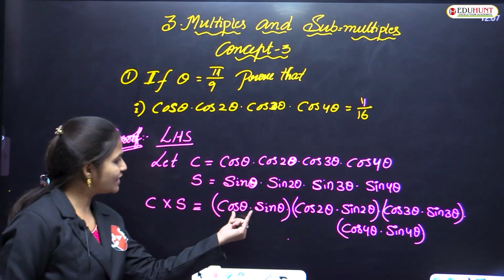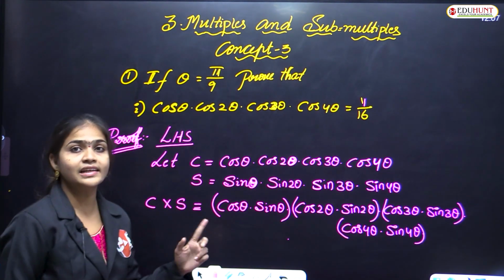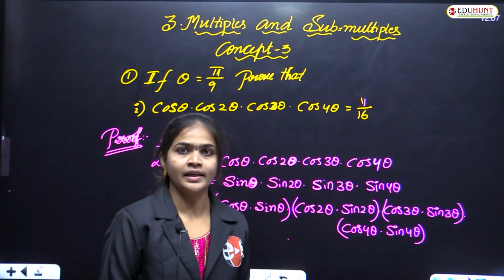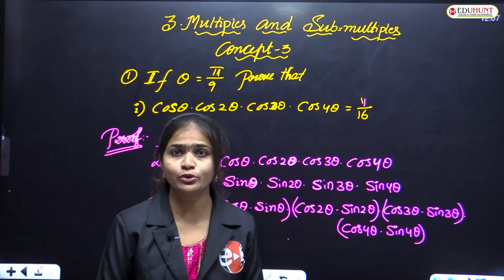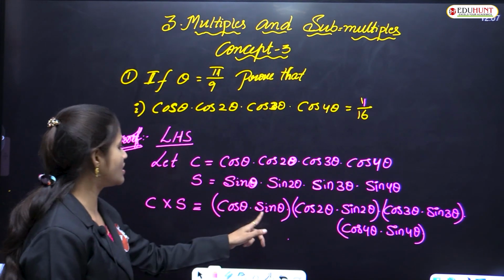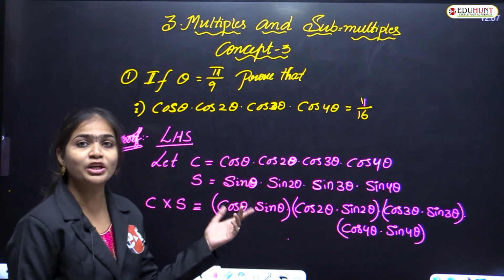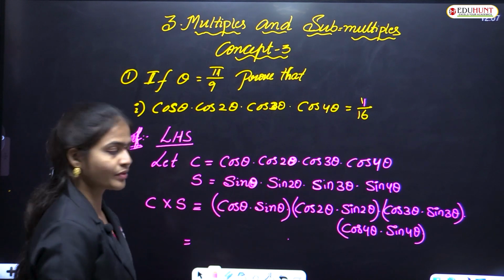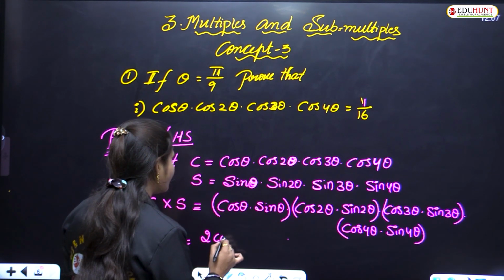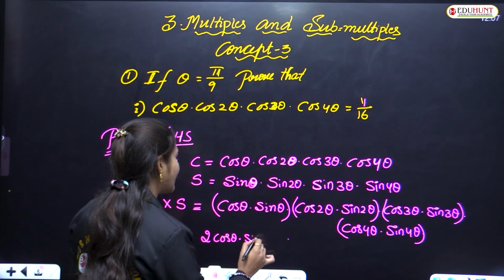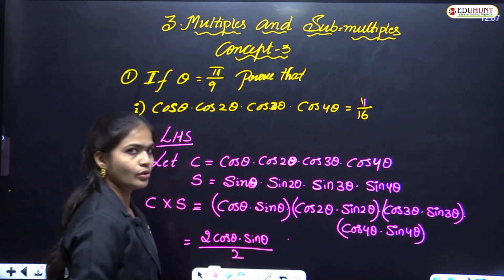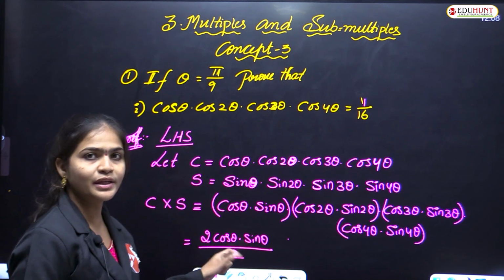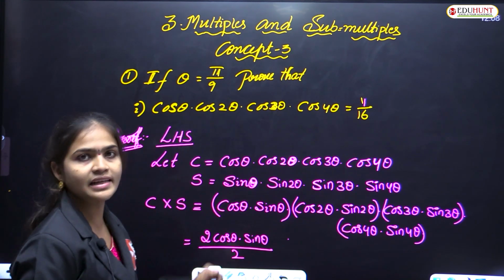By seeing this, we get a thought related to one of the formulas. In which formula do we have sin theta and cos theta? Yes, the sin 2 theta formula. What is the sin 2 theta formula? 2 sin theta cos theta. Sin theta is there, cos theta is there, but 2 is not there. So that's why we multiply and divide by 2. So 2 cos theta into sin theta whole by 2, for the first pair. Again the 2 gets cancelled and we get cos theta and sin theta.